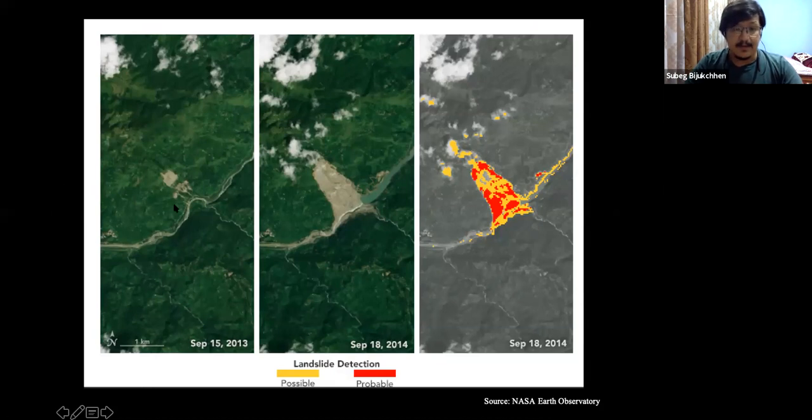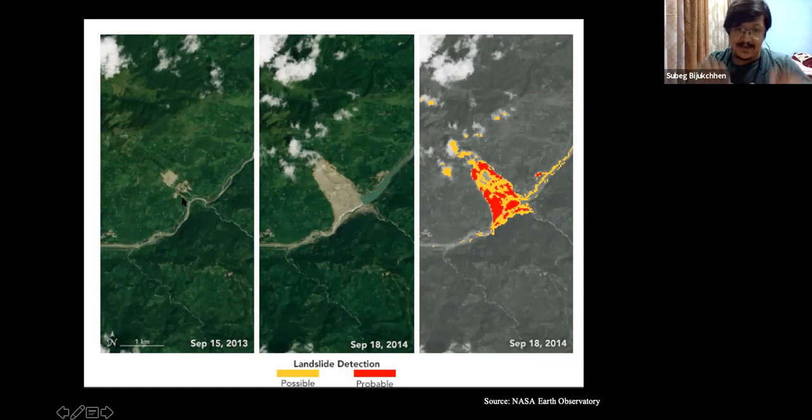Let's see. This is the image of September 15, 2013. And then again September 18, 2014, more than 1 year later, check. The landslide is very small. Here the landslide has grown big. Okay. And then what happens is that you can tell your computer to compare this area.